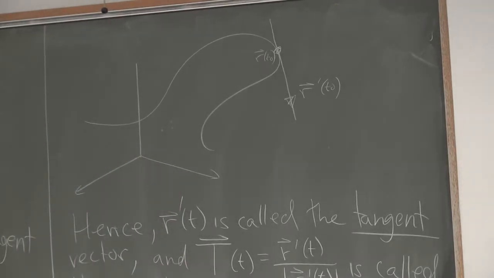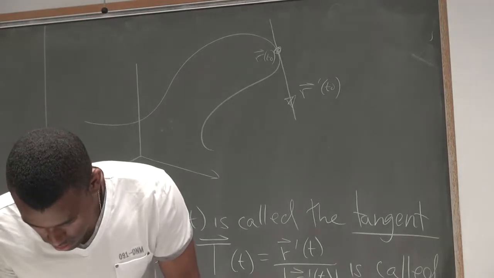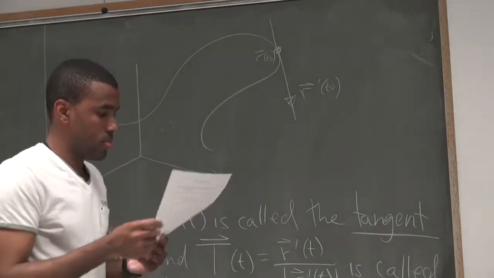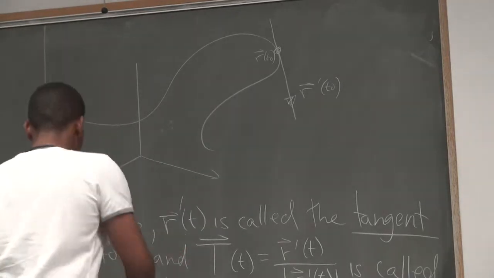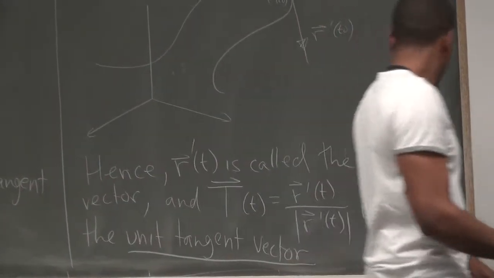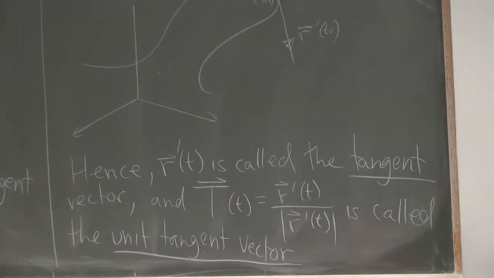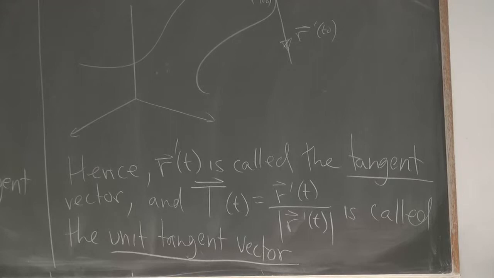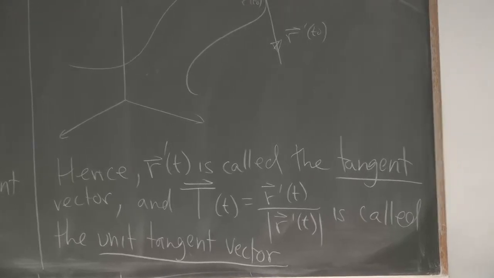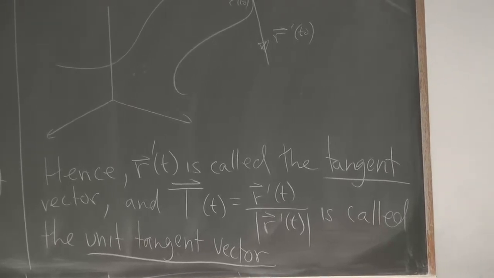And we define the unit tangent vector as, of course, the tangent vector divided by its magnitude. So, let's do some examples. One more definition, then we do the final examples.